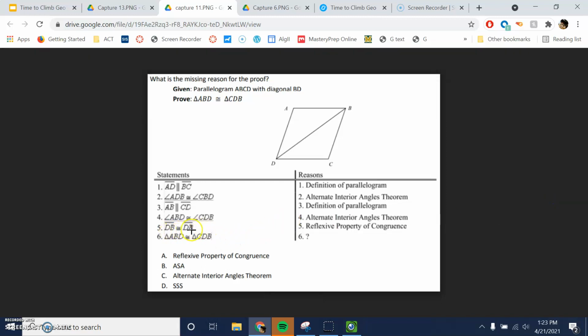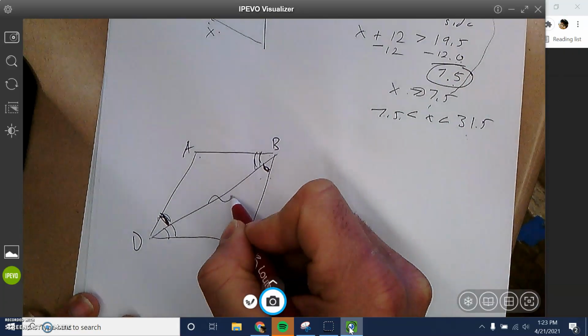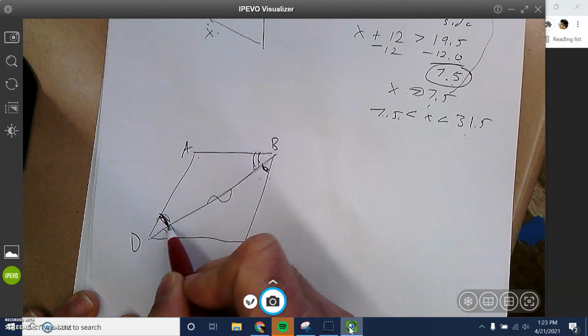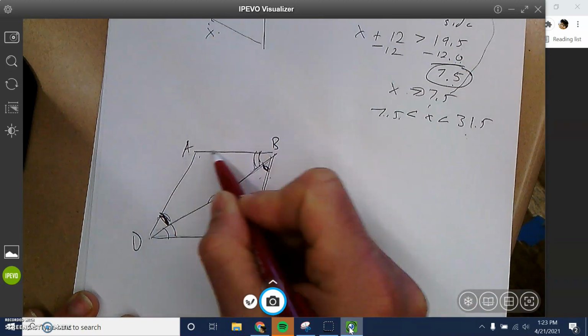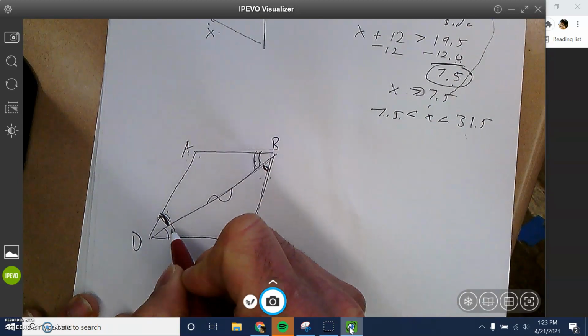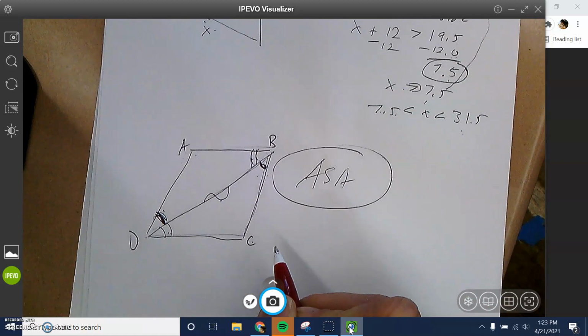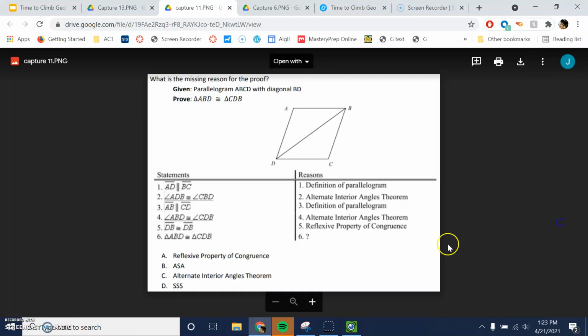Ooh, DB is congruent to DB, reflexive property of congruence. Okay, reflexive property. So it looks like I have this triangle and this triangle congruent. So that is angle, side, angle. Angle, side, angle. There we go. So that's why they are congruent. So the answer is B.